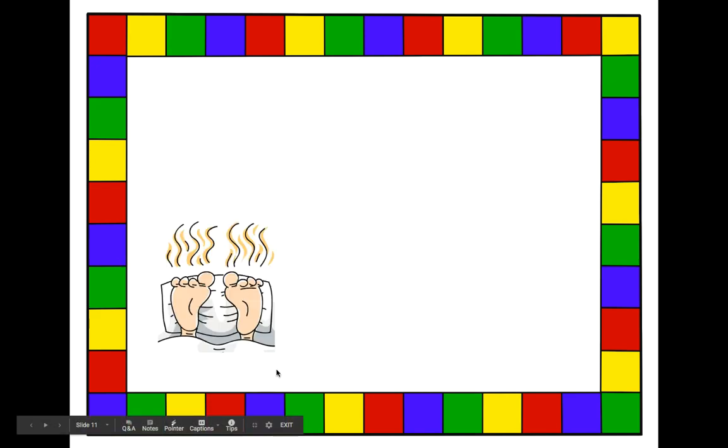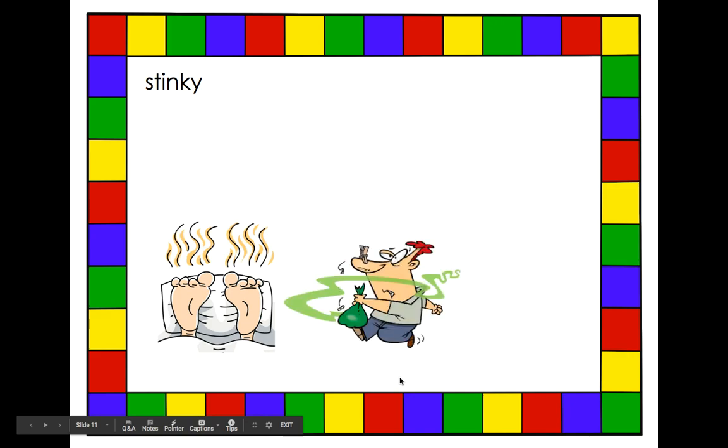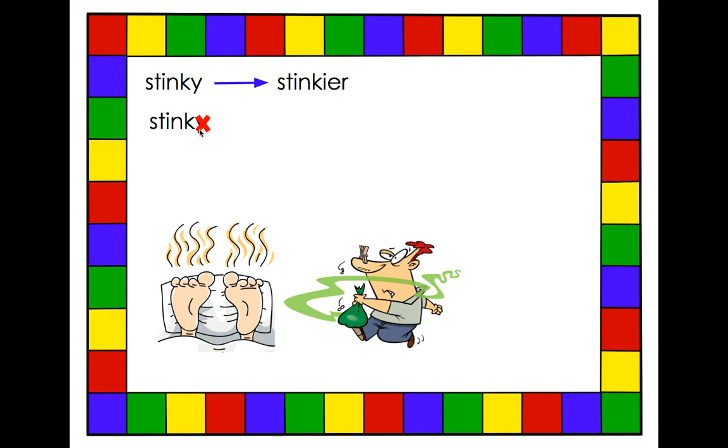Let's try one more. Look at those feet. Those feet are pretty stinky, aren't they? But take a look at that garbage. It's even stinkier. He had to plug his nose. So how are we going to get stinky to be turned into stinkier? What's our pattern? Stinky, we're going to change the Y to an I and add ER. Do you see where the Y was turned to an I and we added ER?